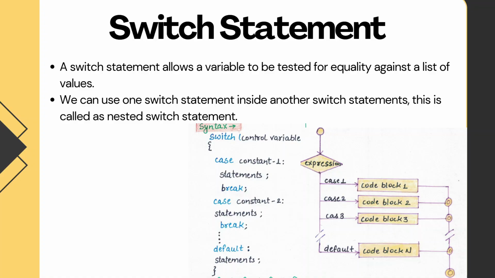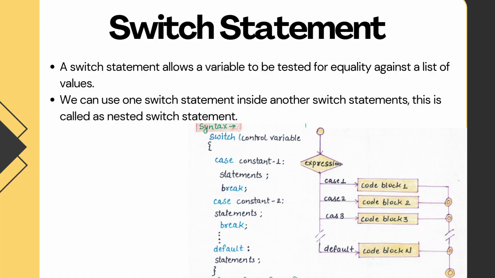The syntax for the switch statement is we write switch, inside the brackets we write the control variable, and in the braces we write case, then the constant and the executable code and then break, and we continue till all the possible values are written, then we write default and then the executable code of default. There is a flowchart also given for the switch statement.